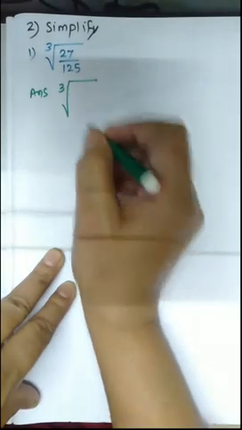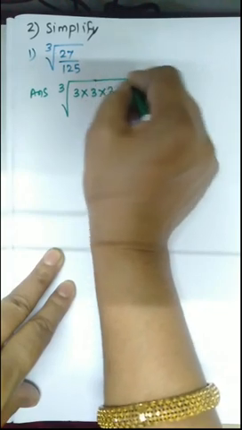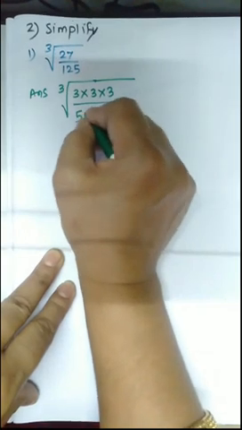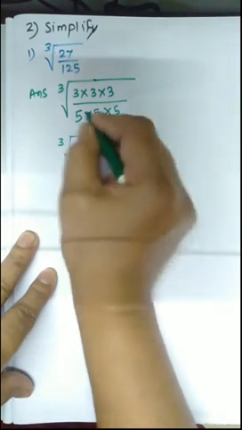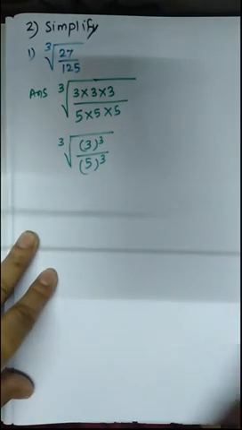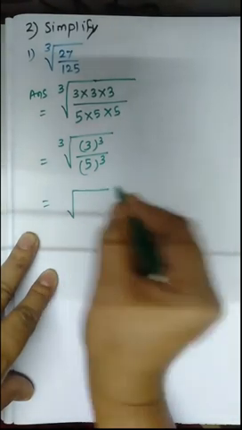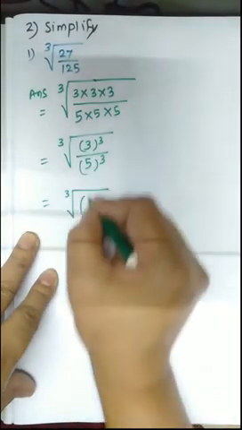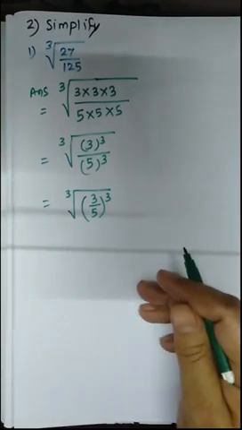Now find the factors of 27. We know that 27 is the cube of 3, so 3 multiplied by 3 multiplied by 3, upon 125, which is the cube of 5. Correct? So write it in the form of indices: 3 cube upon 5 cube. So therefore, cube root of, merge this, 3 upon 5 raised to cube. We know that.